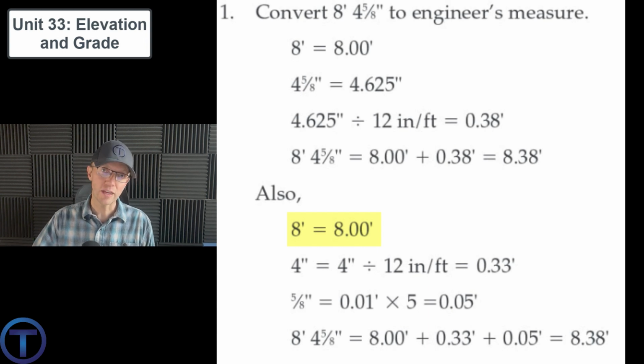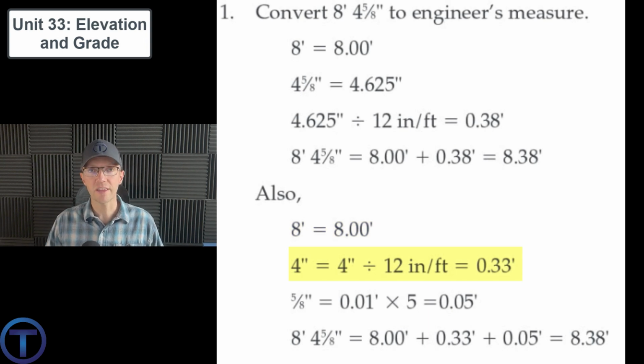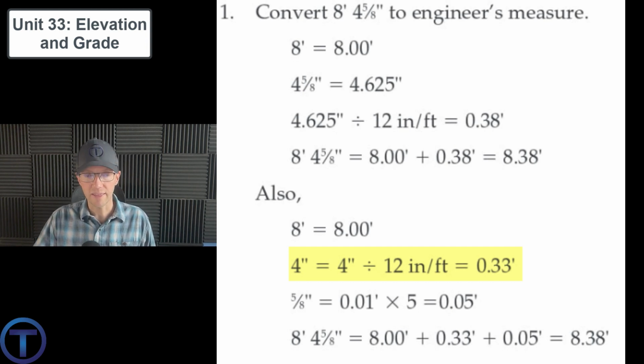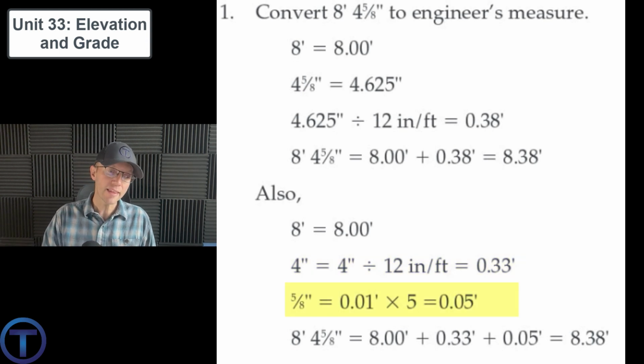You take your 8 feet just like we did before. Save those aside because they're whole feet. And then you break apart the inches and the fractions of an inch. So they say, well, we've got 4 inches. We'll divide that by 12 to get 0.33. And that's going to be our decimal feet, right? But then we take that little fraction of an inch.